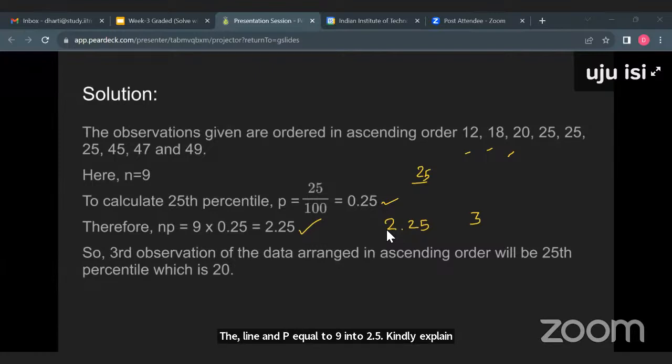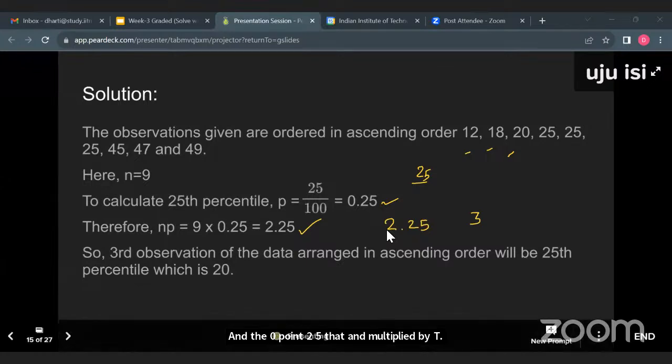Ma'am, I have a doubt in the line of NP. NP equal to 9 into 2.5. To calculate the 25th percentile, P equal to 25 divided by 100, and 0.25 gets multiplied by P. Is this a formula? Yes, you might have watched the videos of this week 3. We have to multiply it by n, not p. n is the number of observations.